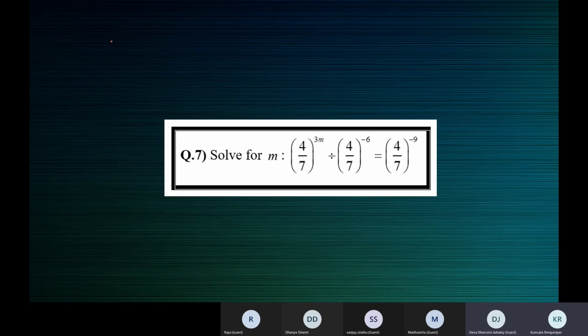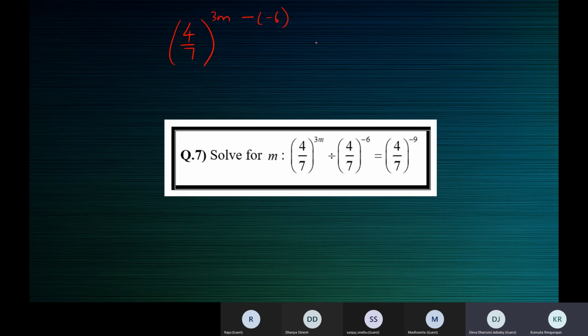So what do you have in the left hand side? Are the bases the same? Yes, ma'am. And is it division or multiplication? Division, ma'am. Subtract the powers. So we should write 4 by 7, the whole power. Write the first power, then write the second power.